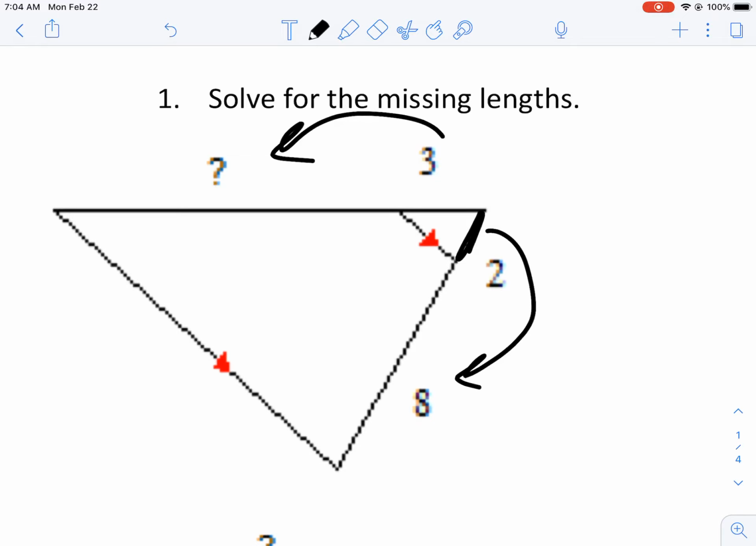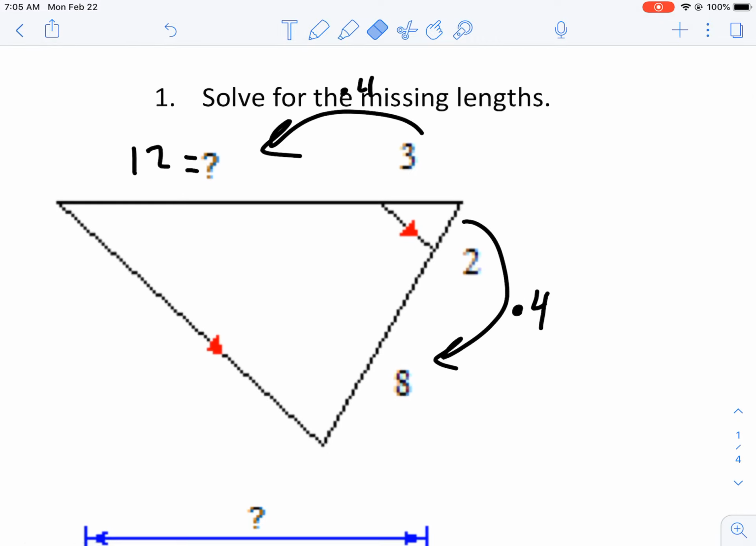So we've got 2 and we've got 8. So clearly, the big piece is 4 times larger than the little piece. So that means up here, we also need to multiply this by 4. So 3 times 4 is 12. And that's really all you have to do. It's that easy, okay? Now this is an easy one because it's a whole number.